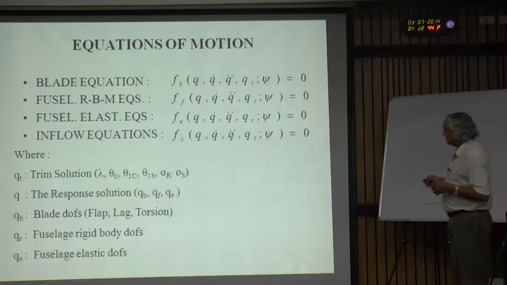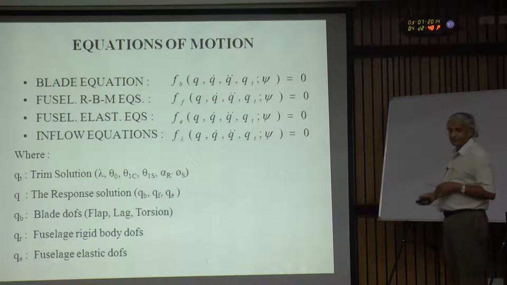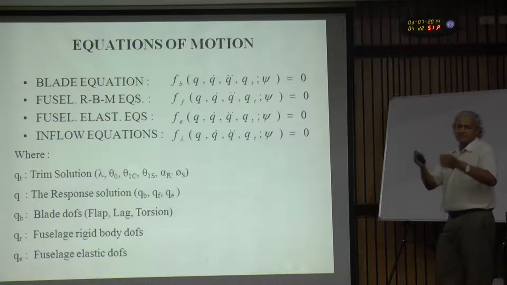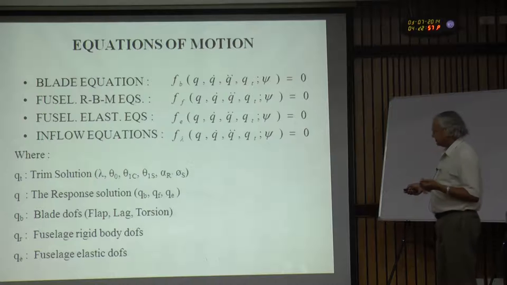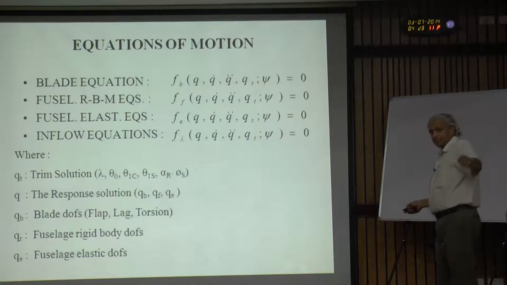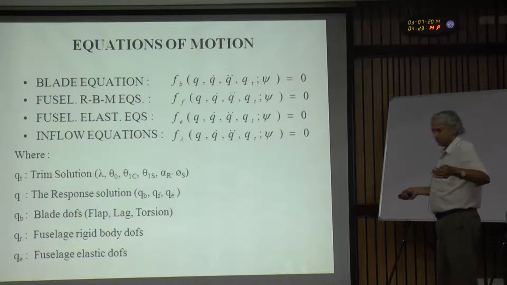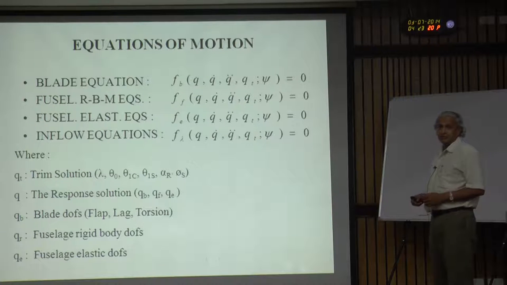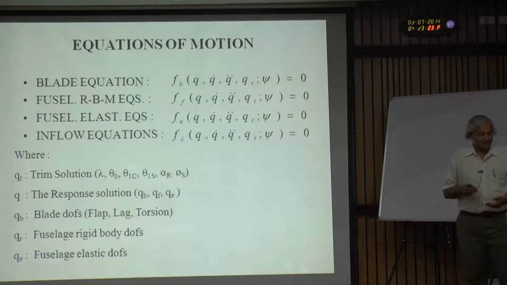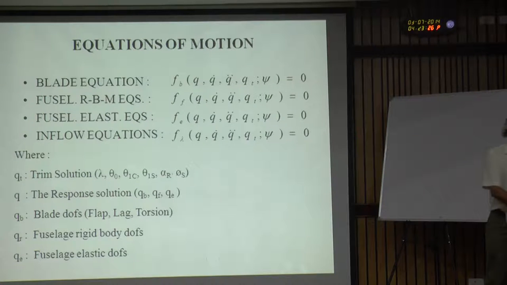And then I take this full set of equations. If you see this Q, which are basically what I call the state variables, you will have the trim, we call it equilibrium. All the control angles, inflow, control angle, attitude of the helicopter, pitch, roll. Then it will have response of the blade: flap, lead-lag, torsion, axial, which I didn't include, but axial also is there. Then fuselage rigid body, fuselage elastic modes. So this is the full helicopter vibration problem, and I have to solve the entire set.